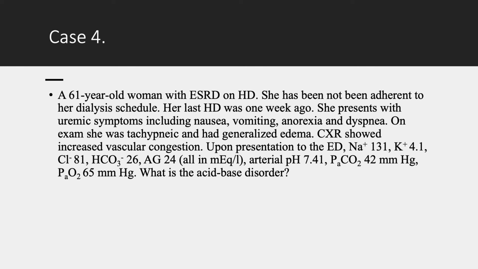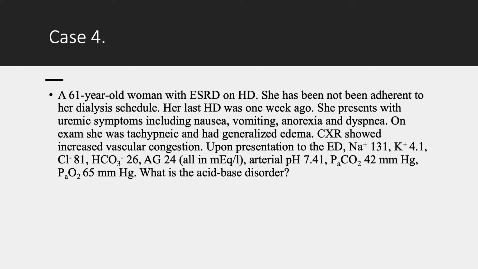Potassium wasn't high. It was 4.1. Chloride, 81. Bicarbonate is 26. Anion gap is high, 24. You look at the arterial blood gases, pH is 7.41, so that's normal. PaCO2 is 42, this is also normal. PaO2 is 65. What's the acid-base disorder?